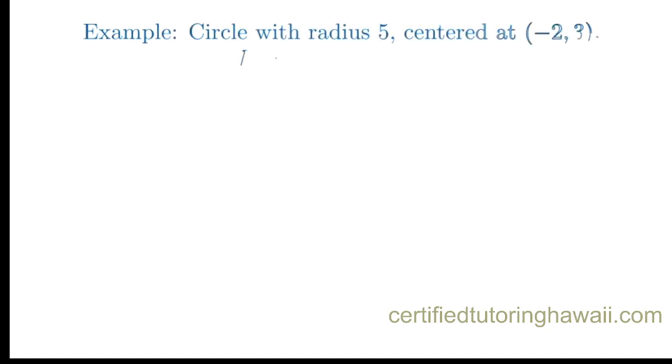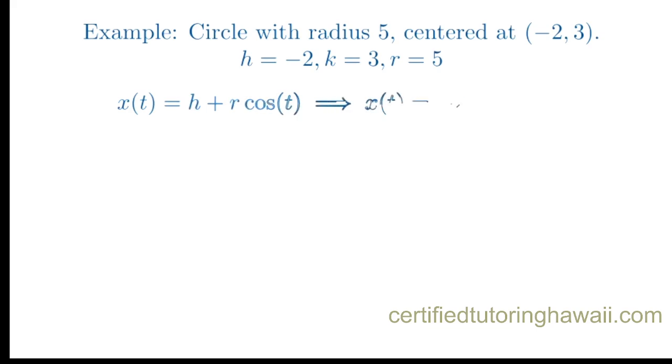Let's work through a quick example. Let's find the parametric equations for a circle with a radius of 5 and a center at -2, 3. First, we identify our values. The center, h, k, is -2, 3, so h is -2 and k is 3. The radius r is 5. Now we plug these values into our general equations. X of t equals -2 plus 5 cos t, and y of t equals 3 plus 5 sine t.